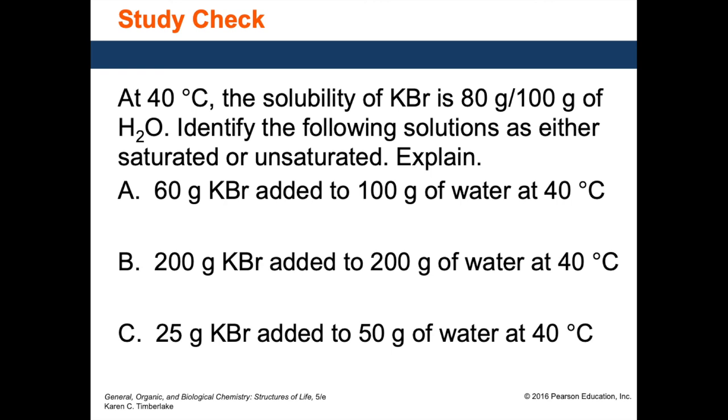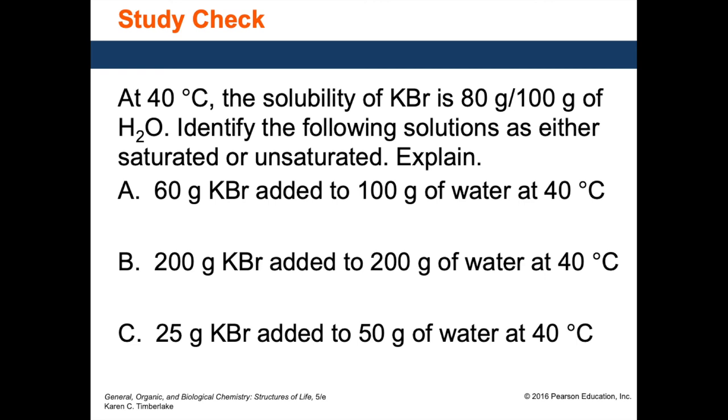So let's have a look at this particular solution. We're told that at 40 degrees Celsius, the solubility of potassium bromide is 80 grams for every 100 grams of water. Please note all of the problems we're provided are also at 40 degrees Celsius, so you don't have to worry about the temperature. The only reason they gave you the temperature is to show that temperature is not a factor here. It's staying constant.